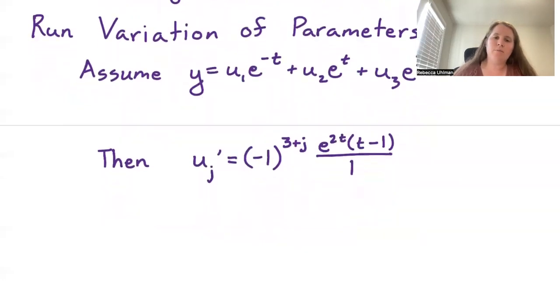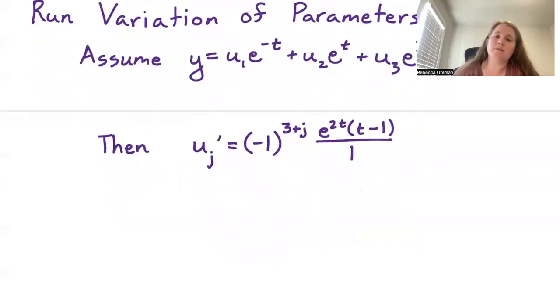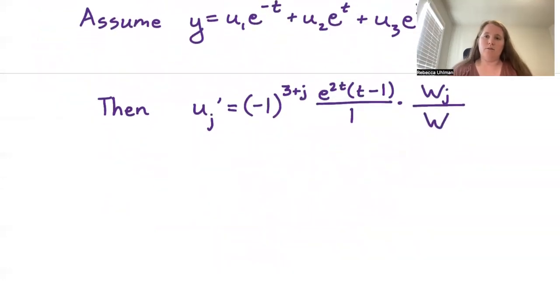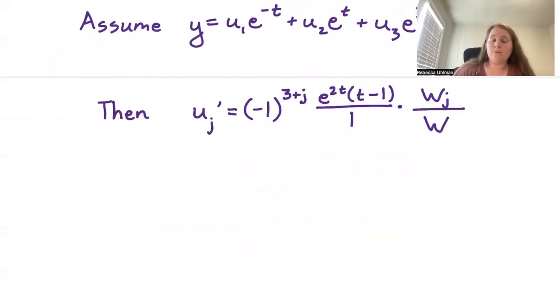Again, our uj prime, we have -1 to the n plus j, in this case 3 plus j, times e to the 2t times t minus 1, that was the right-hand side of the equation, divided by 1, that was the coefficient of our nth derivative. Then we're going to multiply it by our wj over w, our Wronskian. So what we want to do here is just find all of those components.